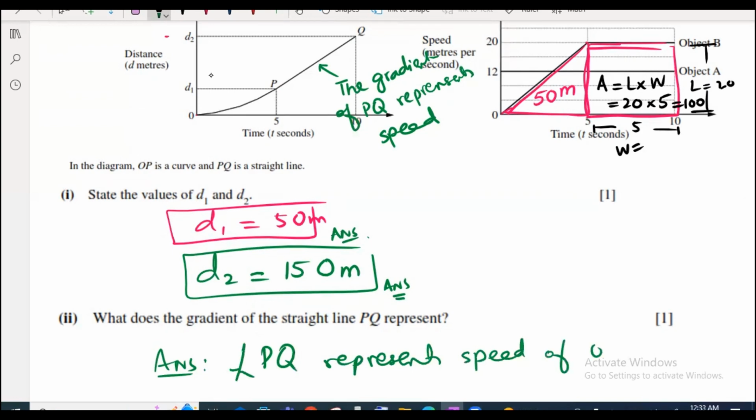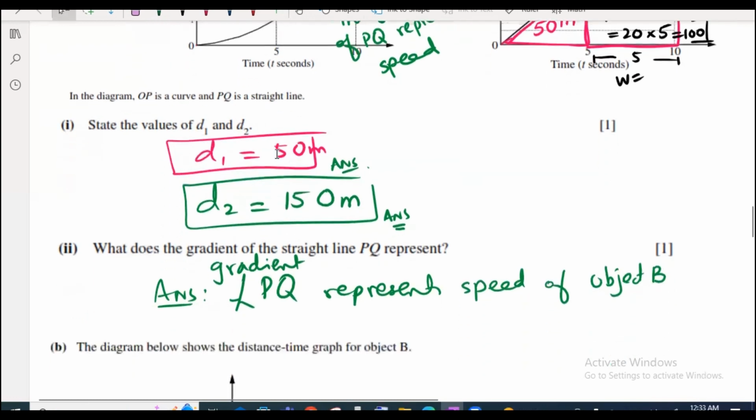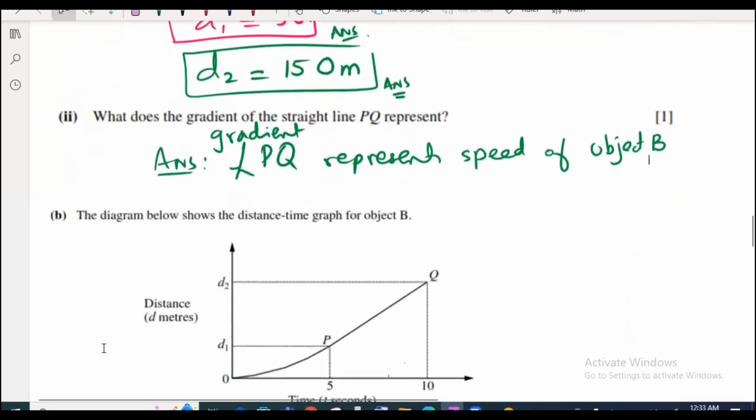Gradient of PQ, sorry. Speed of object B during the last five seconds. Now part B.